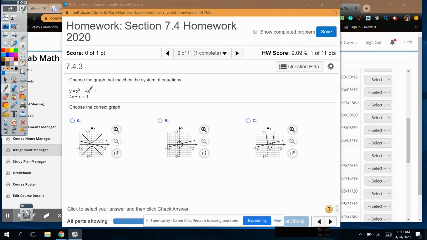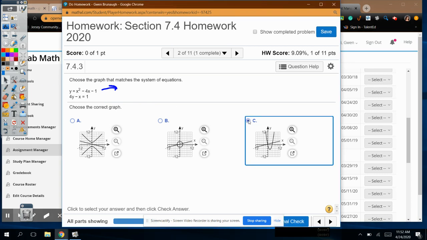Okay, so what do we have here? Well, my top one is definitely a parabola. The top guy is a parabola and the bottom one is a line. Which one has a parabola and a line? That is C.